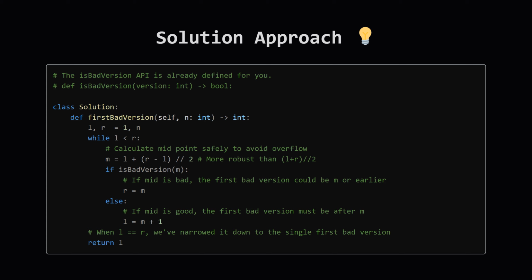If the middle is bad, we know the first bad version could be the middle one or any version before it, so we move the right pointer, r, to m. If the middle is good, the first bad version must be after the middle one, so we move the left pointer, l, to m+1. We continue until l equals r, which pinpoints the first bad version. This is much more efficient than checking linearly, running in O(log n) time complexity, because we halve the search space with each API call.